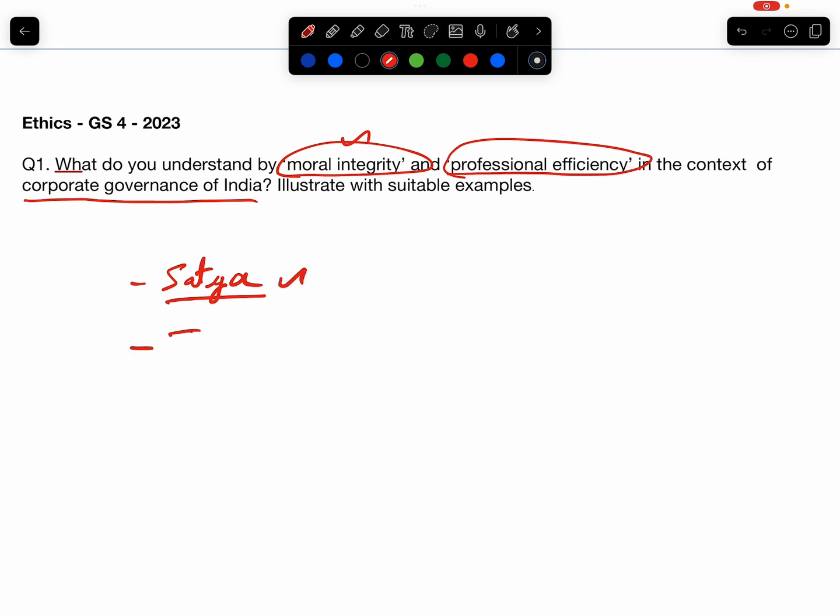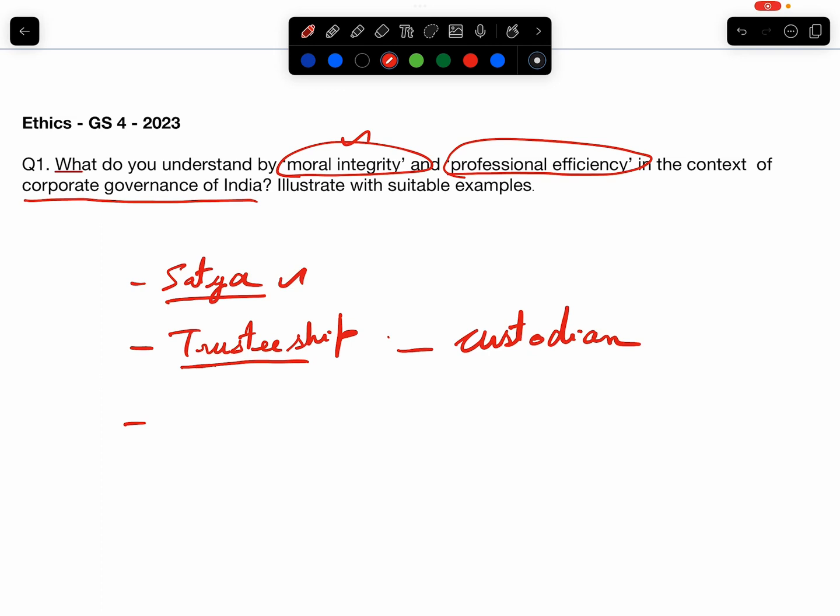Second, we can use the concept of trusteeship, which again Gandhi heavily emphasized. It basically means that any business is not really the owner of all the resources and assets, but is merely a custodian holding wealth for the larger interest of the society. So, trusteeship is another concept that can be used.